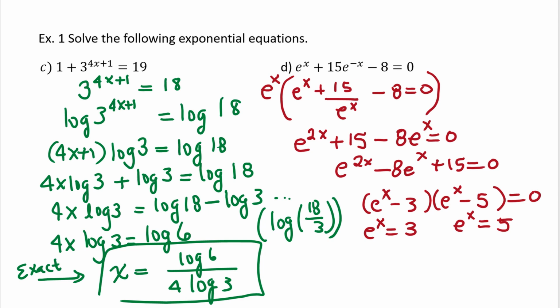Now, using an identity property of the natural log, solving for x would give us, for e to the x equals 3, x equals ln of 3. And for e to the x equals 5, we'll get x equals ln of 5. And these are called exact solutions.